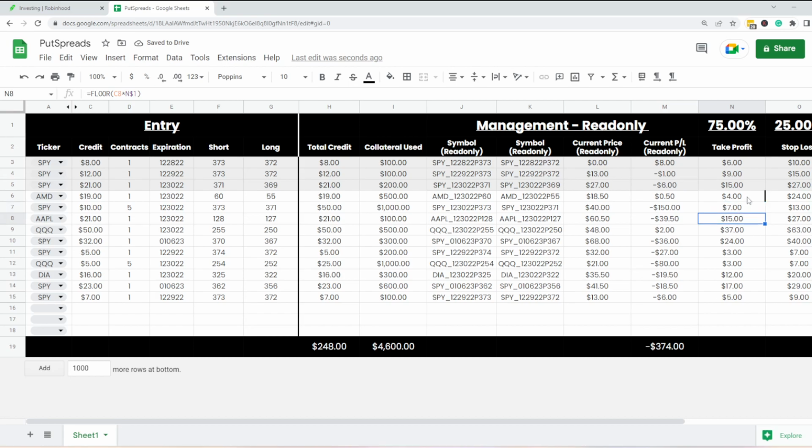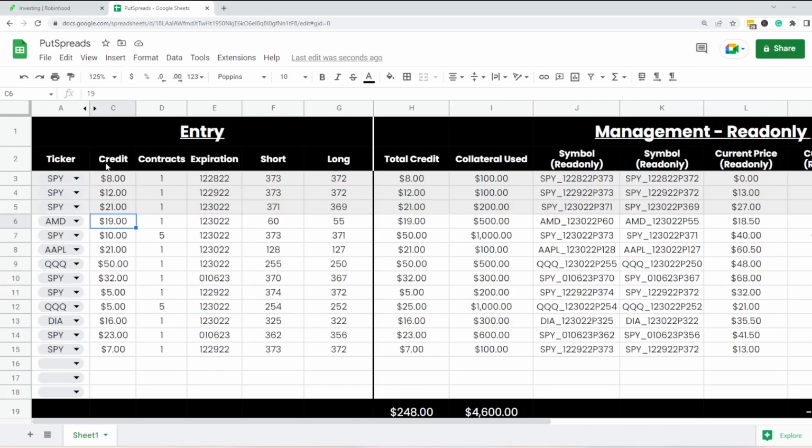Okay, so I think that's what we want here. Not sure what happened with that guy. Oh, I copied it over. So yeah, if we drag this down, this will be our take profit goal. You can see, I don't know if I can zoom in a little farther.